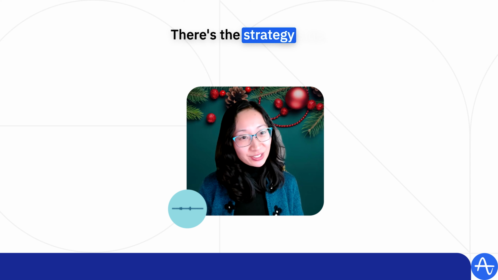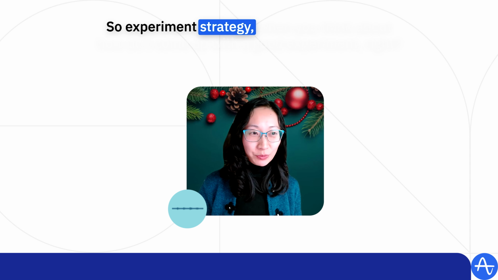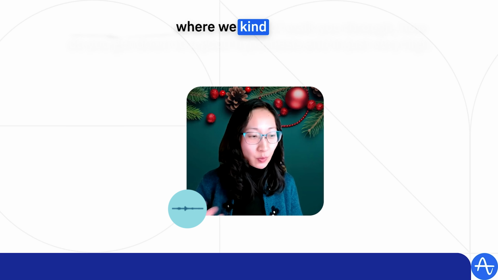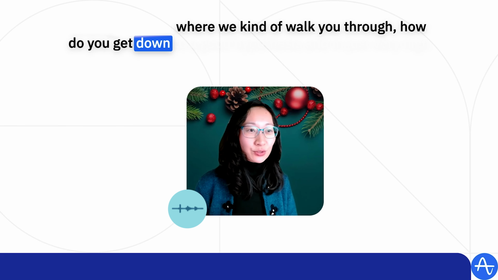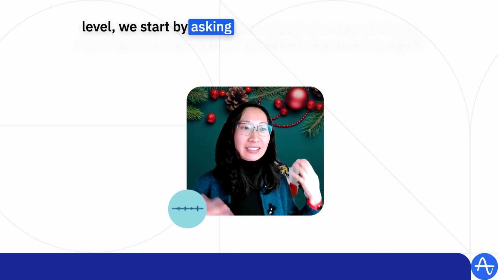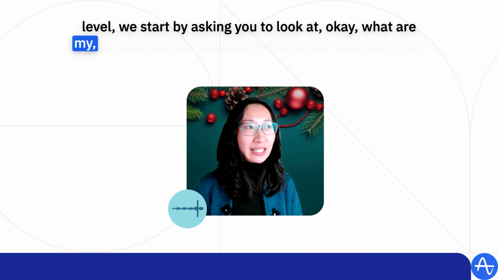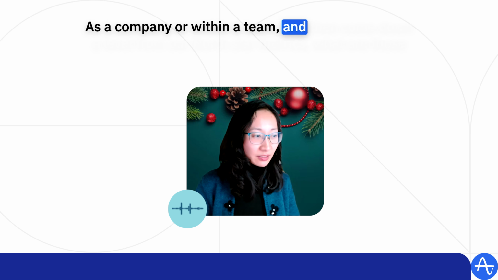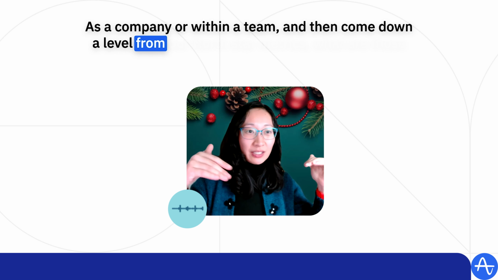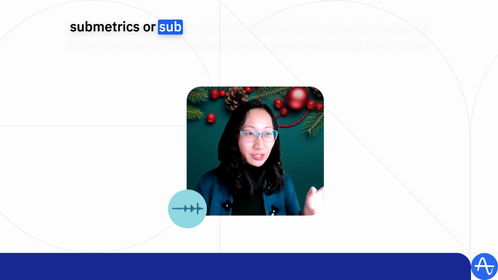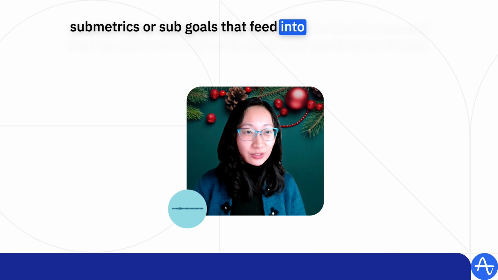There's the strategy side. So, experiment strategy, when you think about how do I come up with a good experiment, right? Where we kind of walk you through how you get down to a good hypothesis, at a very high level. We start by asking you to look at, okay, what are our company's North Star metrics, right? As a company or within a team, and then come down a level from our North Star metrics. What are those sub metrics or sub goals that feed into the North Stars?